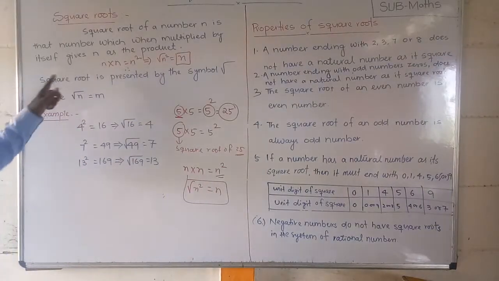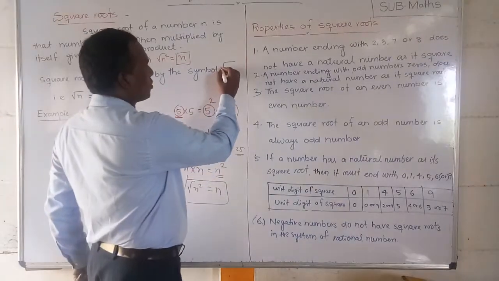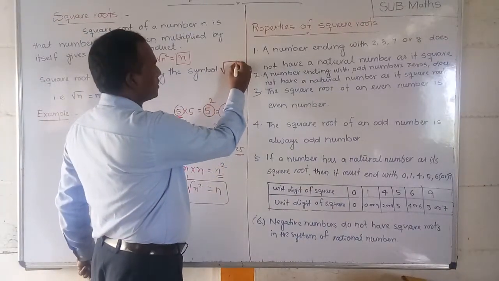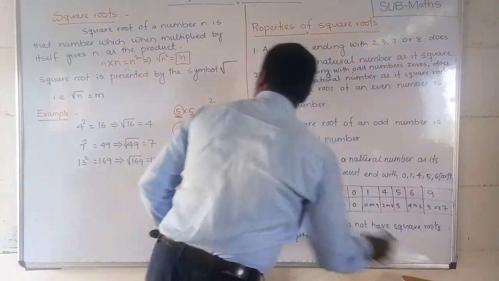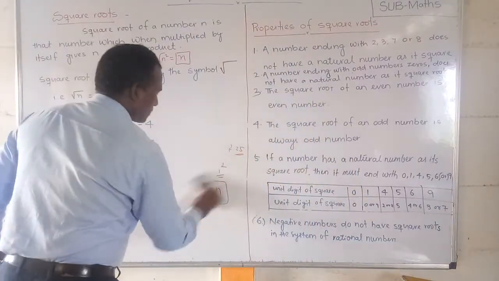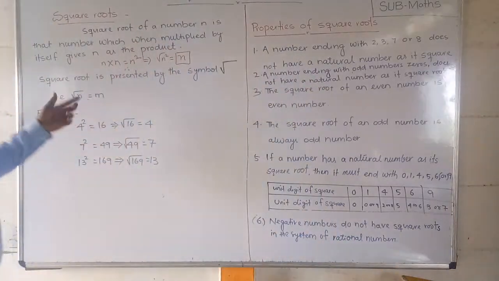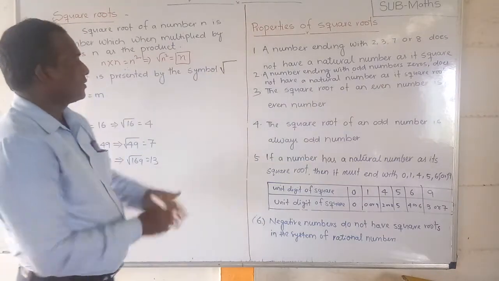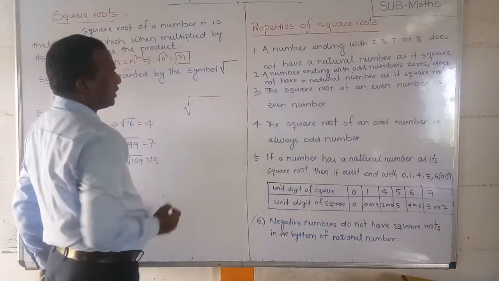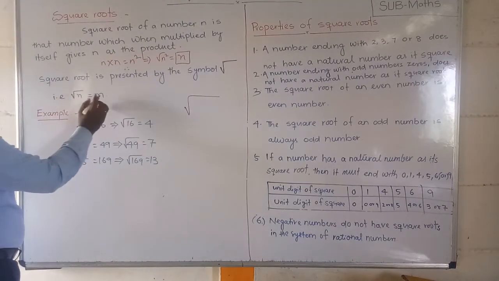Okay. So the square root is represented by the symbol root. Students, you should see here the square root is represented by the symbol like this. We can use it like this. So this is called the square root symbol. That is, root over n is equal to one number.